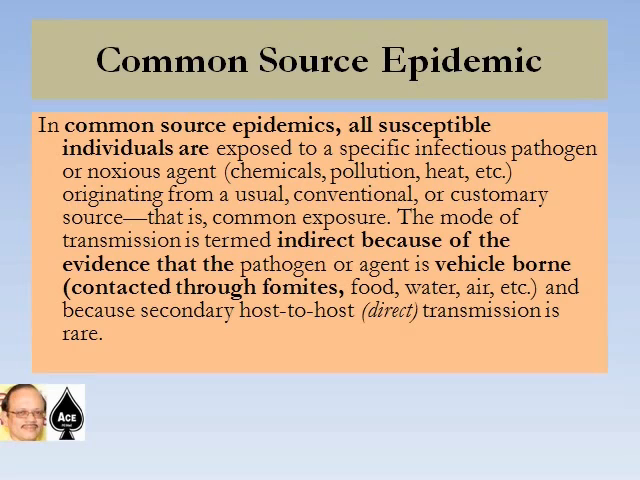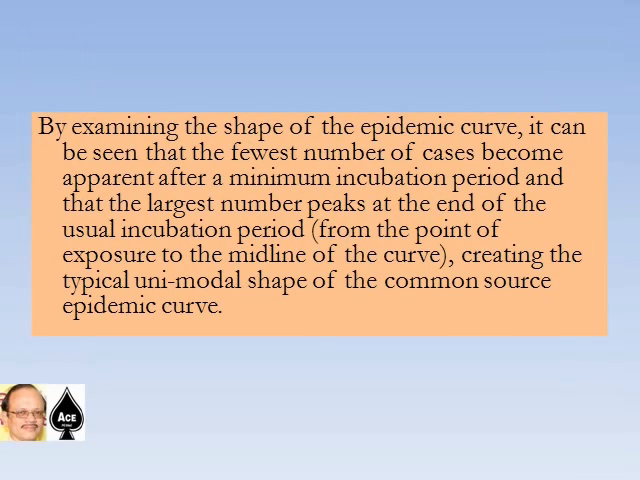Common source epidemic. In a common source epidemic, all susceptible individuals are exposed to a specific infectious pathogen or noxious agent, like chemicals, pollutants, or heat, originating from a usual, conventional, or customary source, that is, a common source. The mode of transmission is termed indirect because the pathogen or agent is vehicle-borne, contacted through fomites, food, water, or air, and because secondary host-to-host, that is direct, transmission is rare.